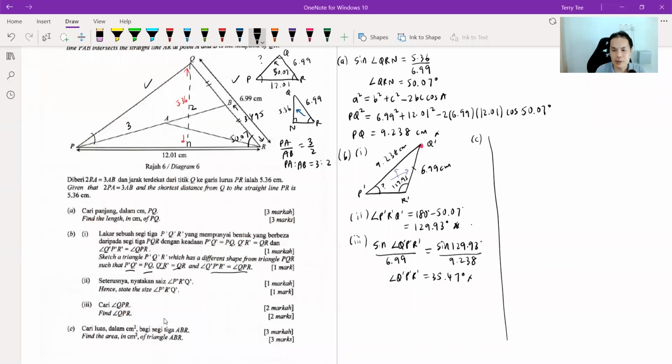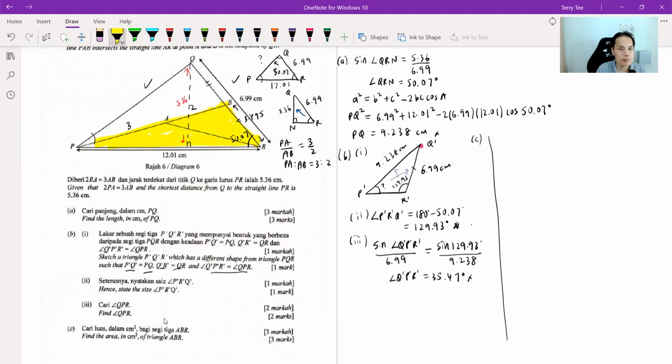I'm going to do my part C over here. Lastly, find the area of triangle ABR. Okay, this one is very interesting. Before you find ABR, maybe I should find PBR. Why? If you focus on this triangle PBR, this is a full triangle.